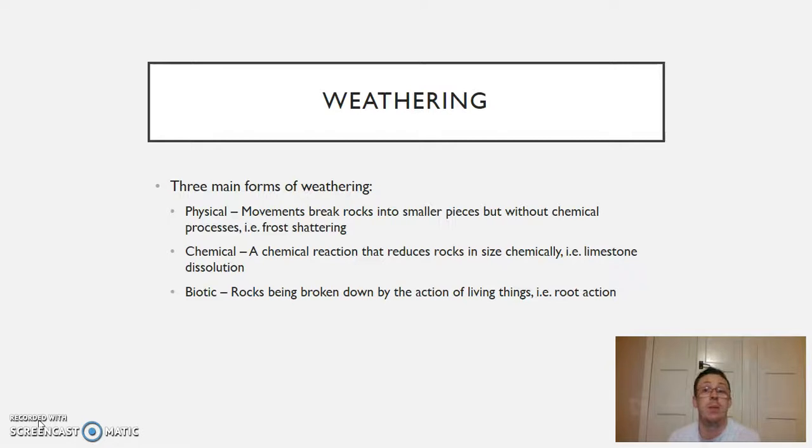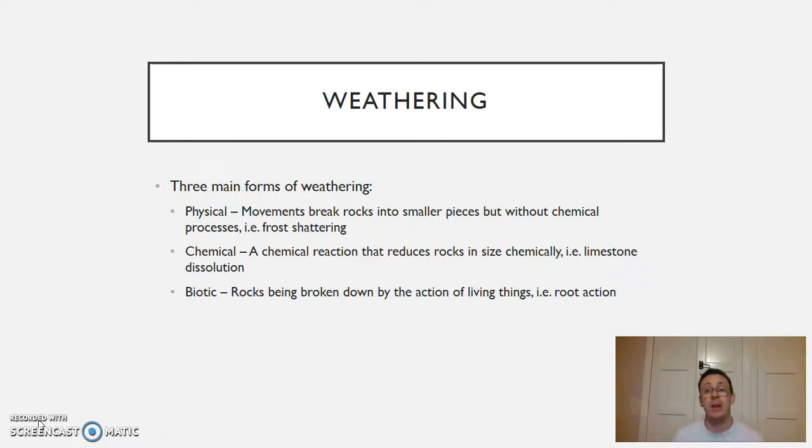Another one, chemical weathering. Any chemical reaction that reduces rocks in size chemically. The big example we use for this would be limestone dissolution or limestone solution. So where we've got rainwater, due to the slightly acidic nature of the carbonic acid that makes up rainwater, and limestone's calcium carbonate nature, meaning it dissolves readily in anything acidic, we get chemical weathering here.